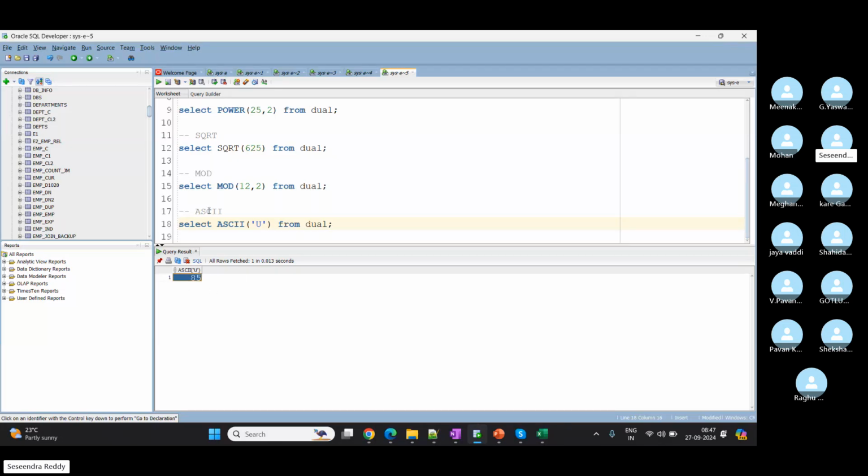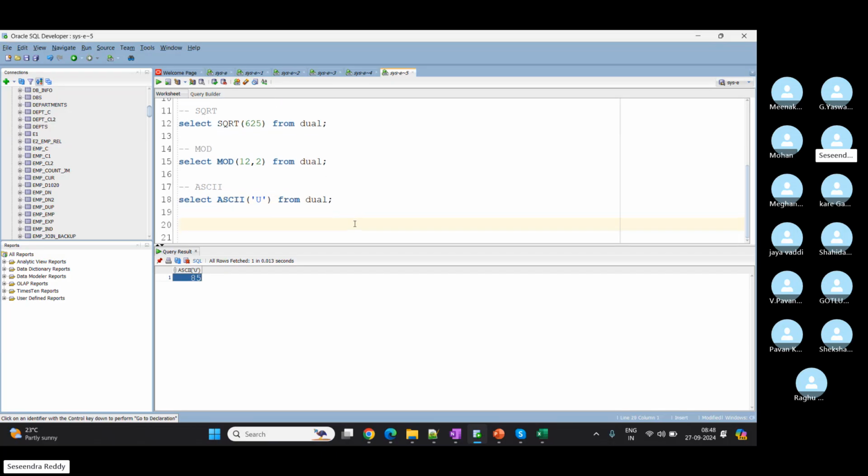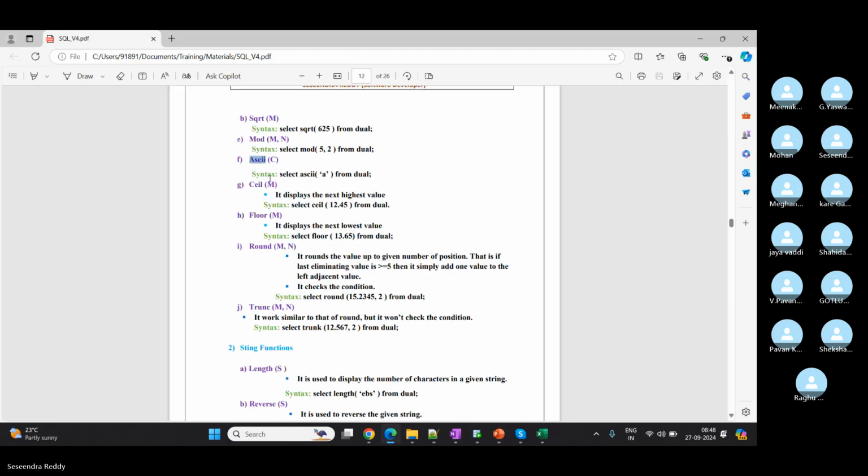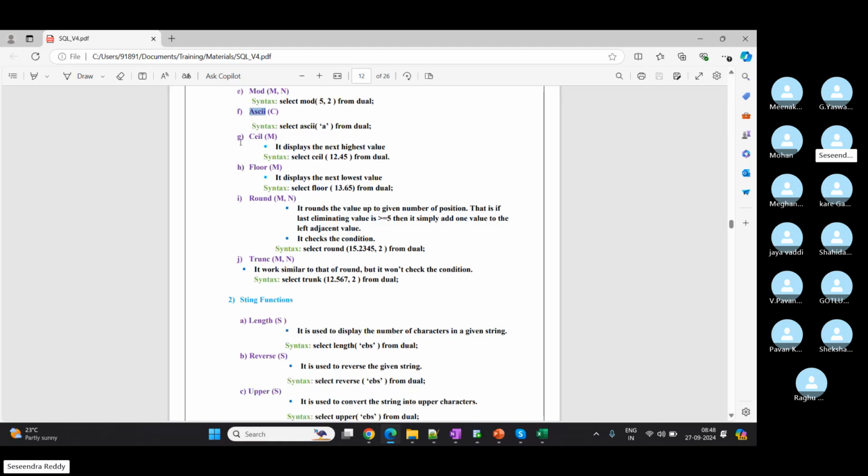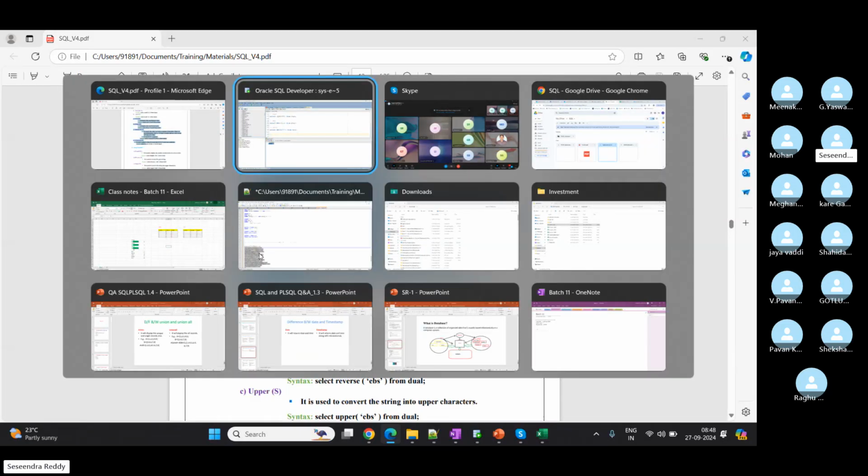Like this, A to Z, every character is allocated one ASCII number. We don't use this at all, so no need to worry. But there is an ASCII function which is a number function. A to Z alphabets are allocated one ASCII number, that's it, you need to remember. And these four: ceil, floor, round, trunc, these four number functions are similar, used to round a value. We'll see how that works.